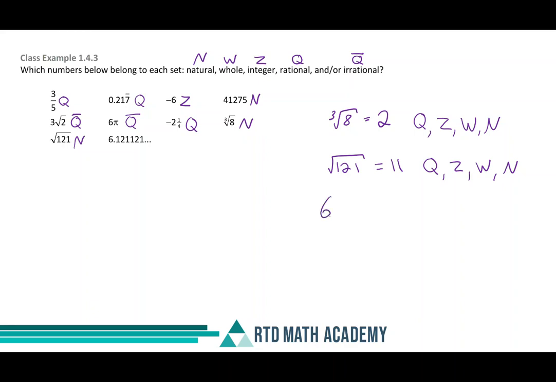Next we have 6.121121..., and I see a pattern that repeats itself of 121, 121. So if I have a repeating decimal, that's perfect. I know it's going to be rational. I know that because it's got decimal numbers here, it cannot go any further down the list into integer, whole number, or natural. So we have a rational number.